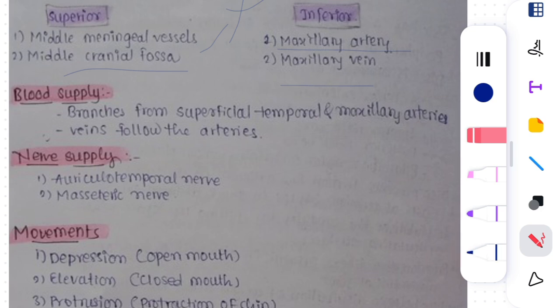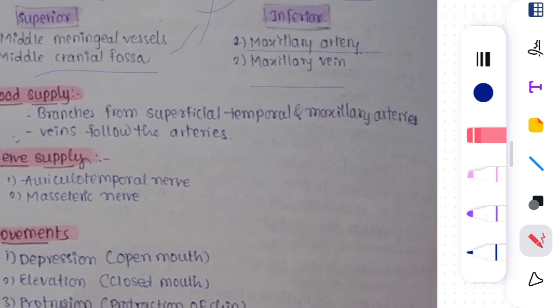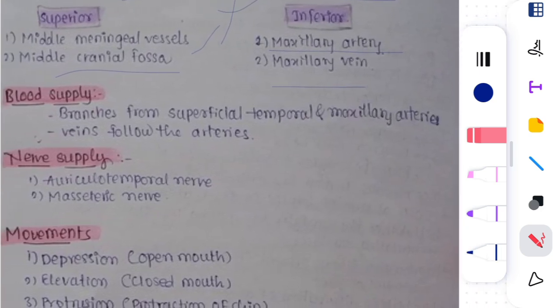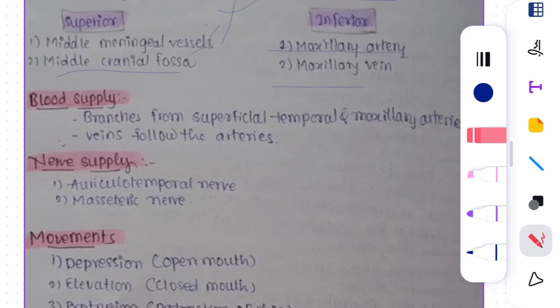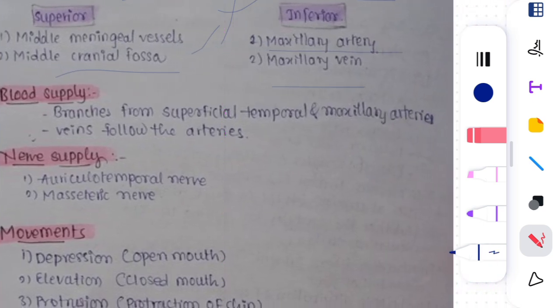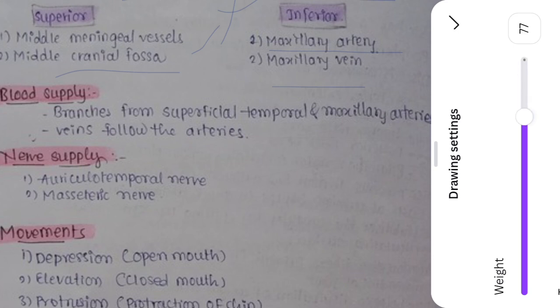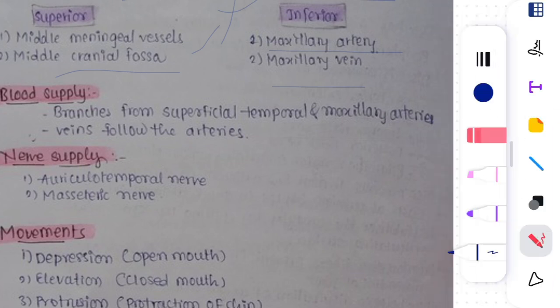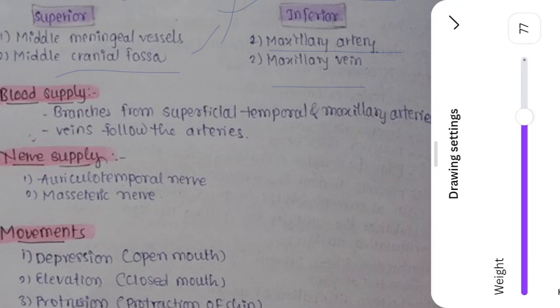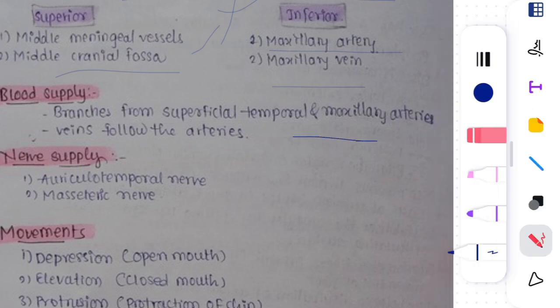Auriculotemporal: the joint is nearby the auricle and temporal bone, so the nerve is called the auriculotemporal nerve. And the second one is the masseteric nerve. The masseter muscle is present at the lower angle of the mandible, hence the second nerve is the masseteric nerve. Okay, blood supply and nerve supply is over.